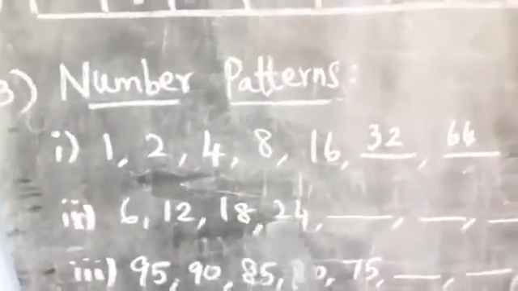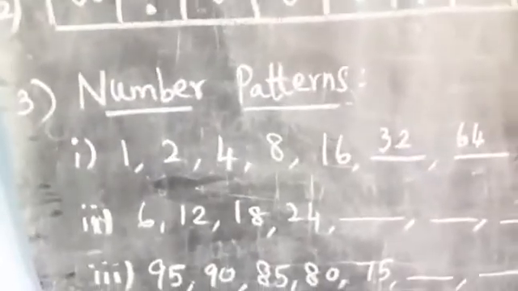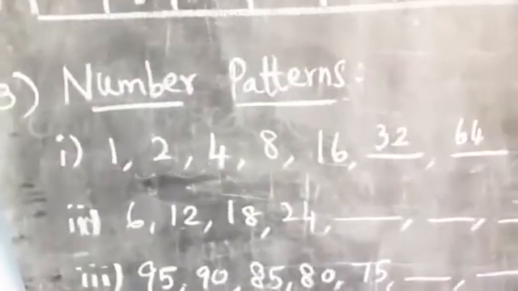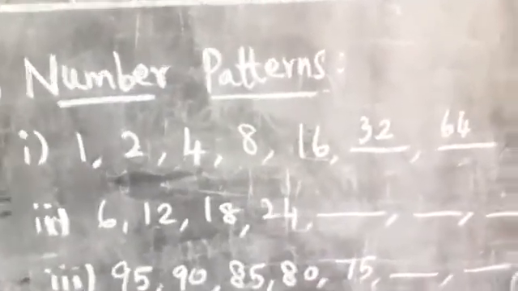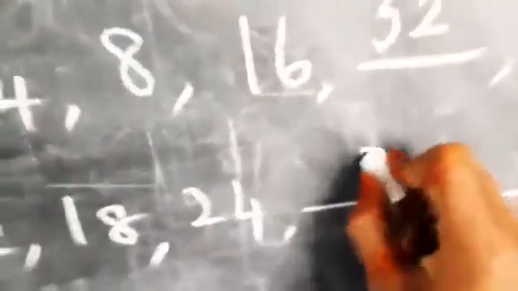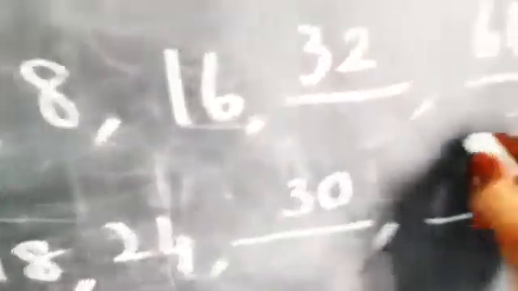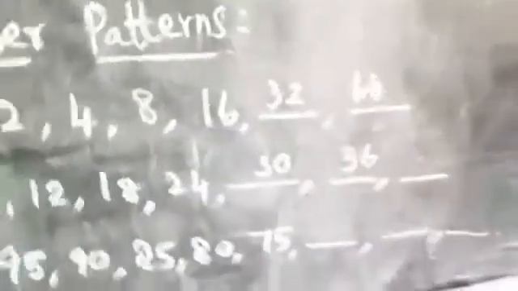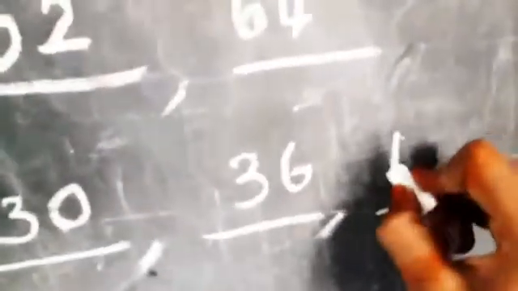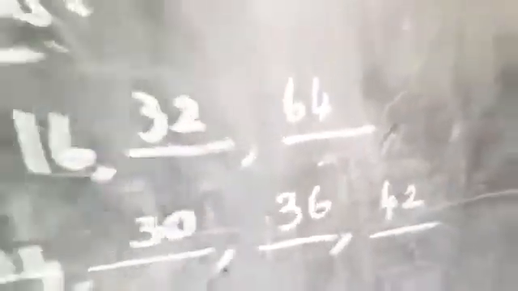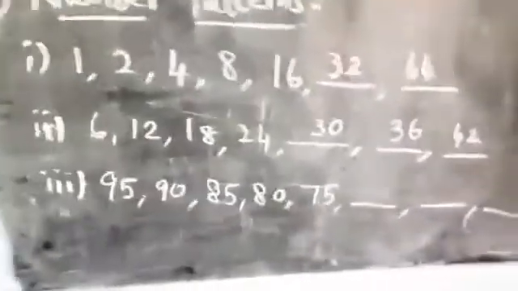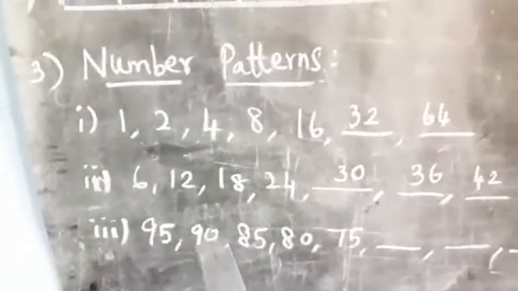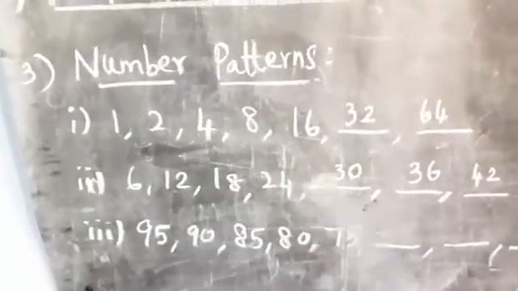6, 12, 18, 24. 1 6 is 6, 2 6s are 12, 3 6s are 18, 4 6s are 24, 5 6s are 30, 6 6s are 36, 7 6s are 42. Look at the third example. Second one, multiplying by the 6 table.